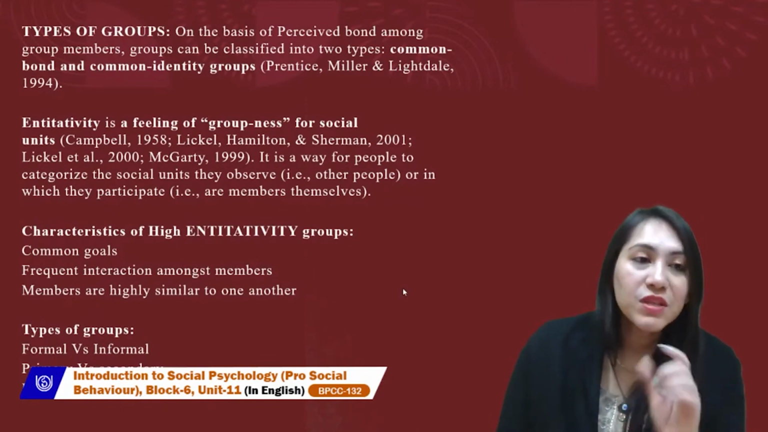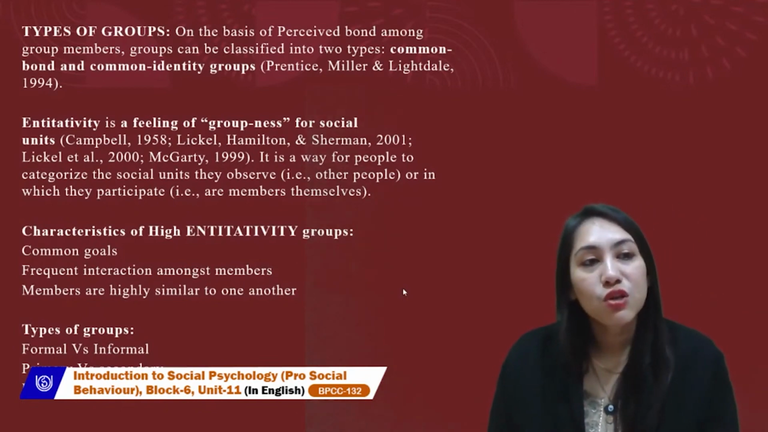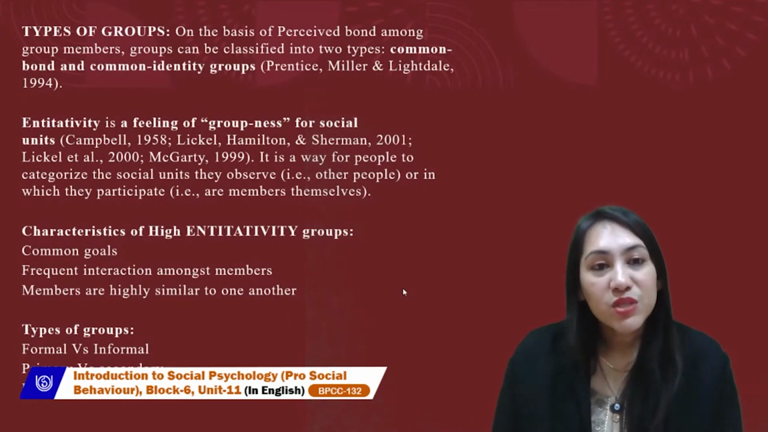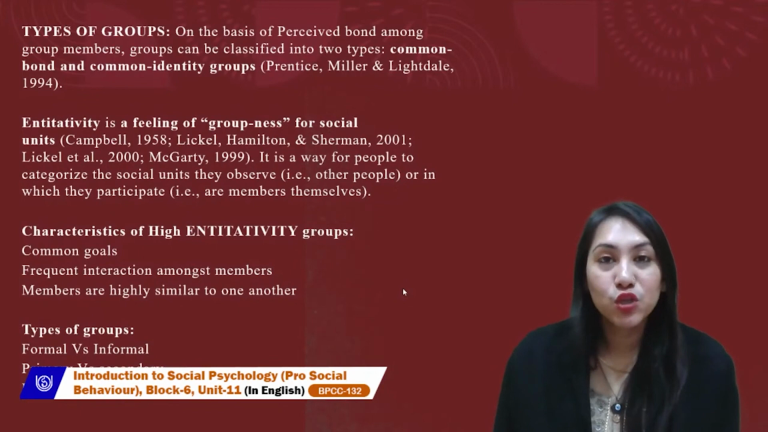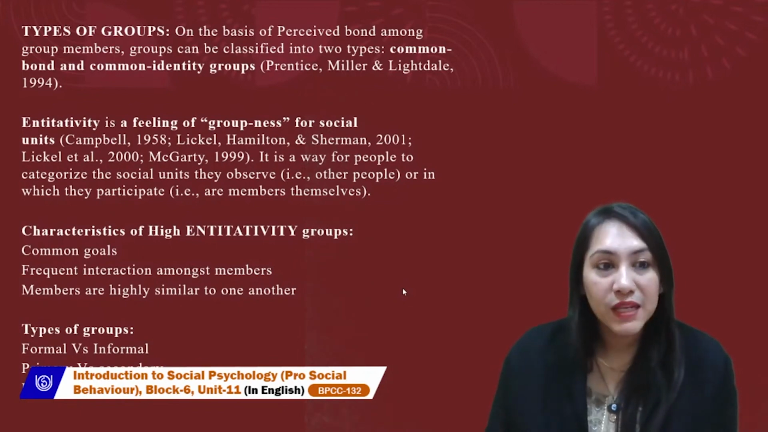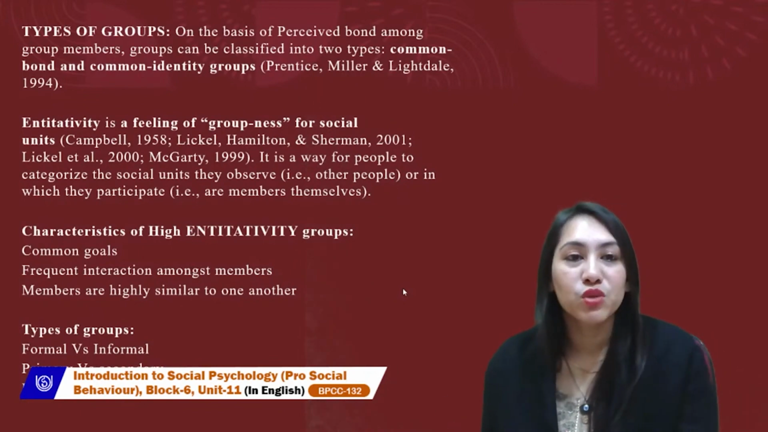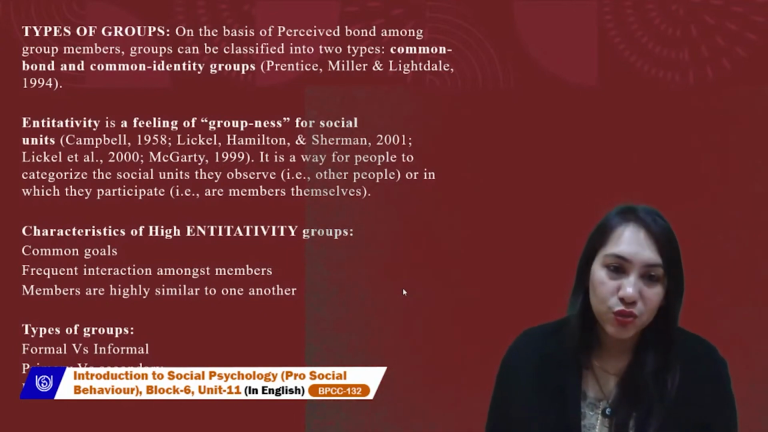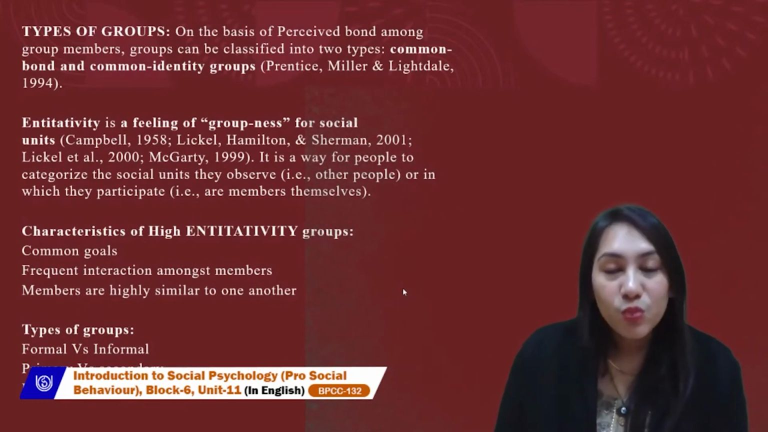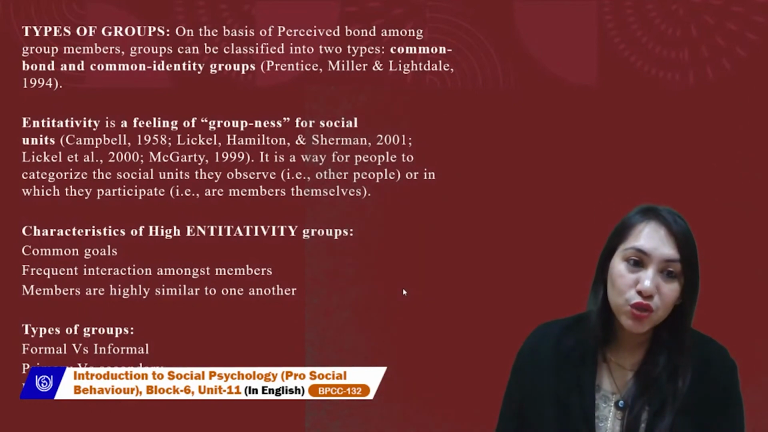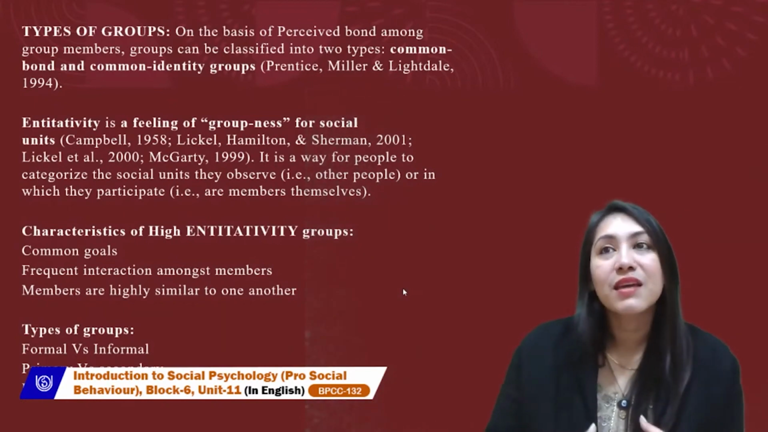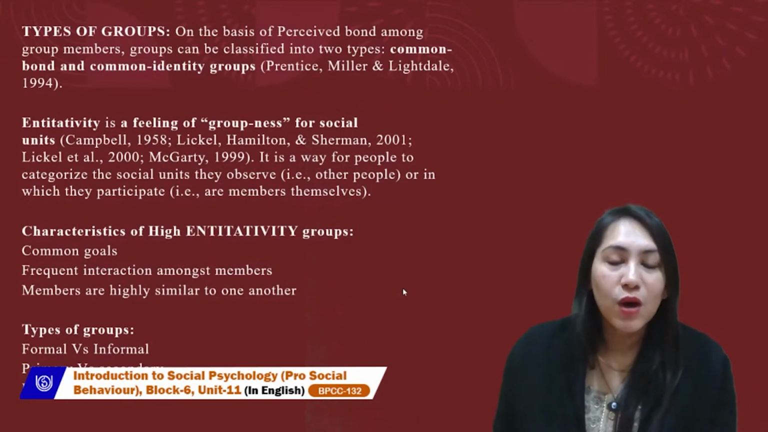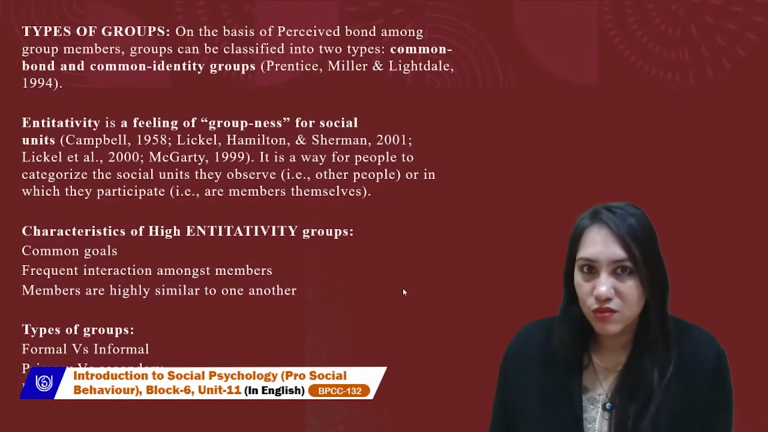Then there's a term that we need to know, which comes in group, which is called entitativity. Entitativity is a feeling of groupness for social units. So that feeling of being a part of the group, it's not the in-group, it's just the feeling of being part of the group, which is the groupness for social units. This was given by multiple psychologists. You can read it on screen. It was a way for people to categorize the social units they observe. So these are ways that we categorize us and other people, and in which they can participate. So let's take an example.